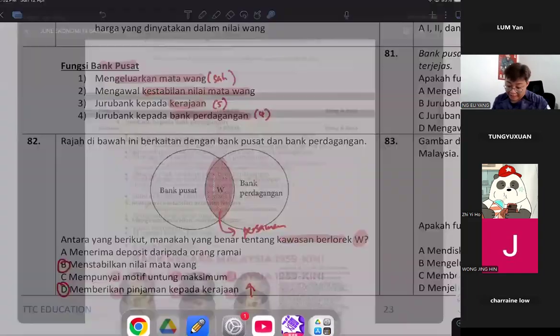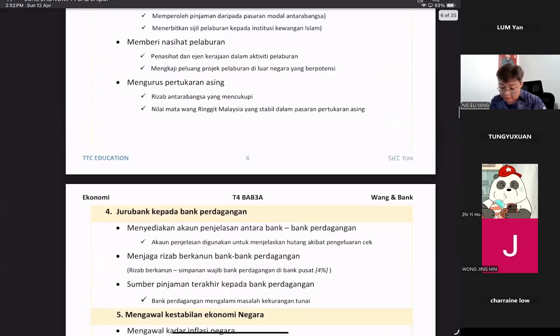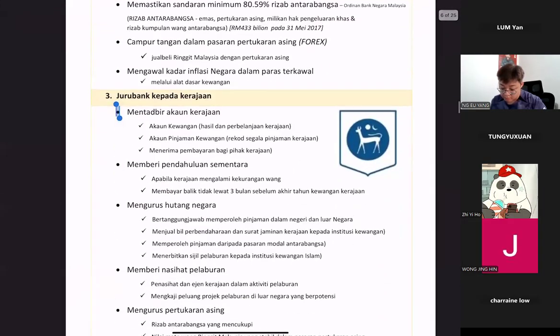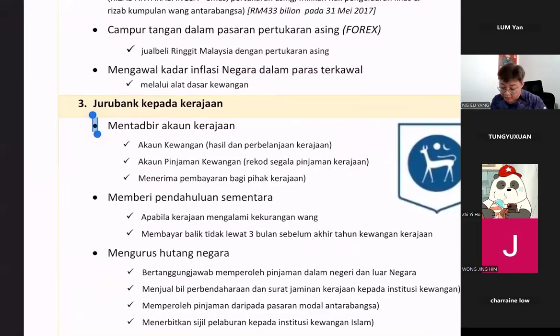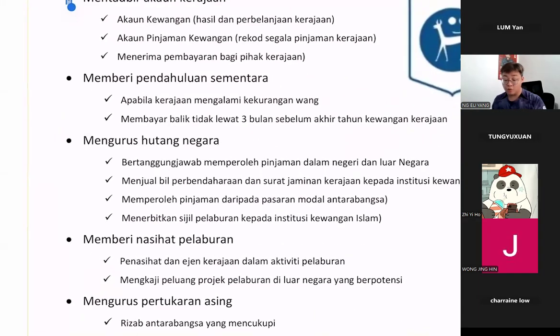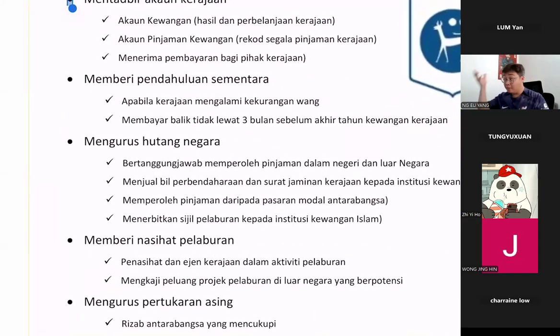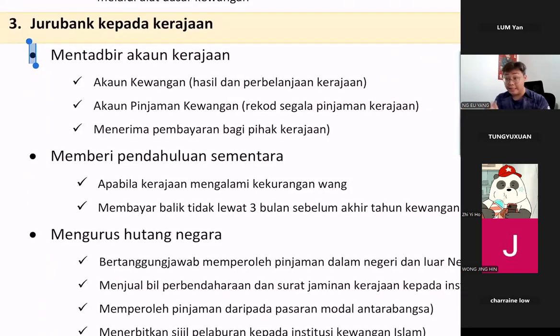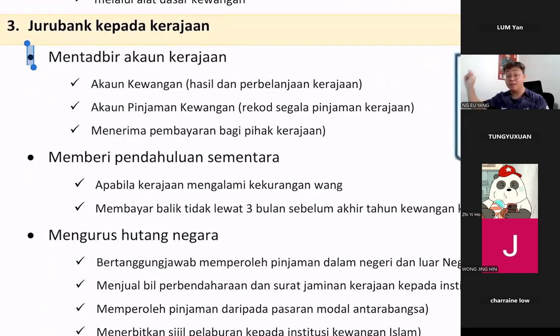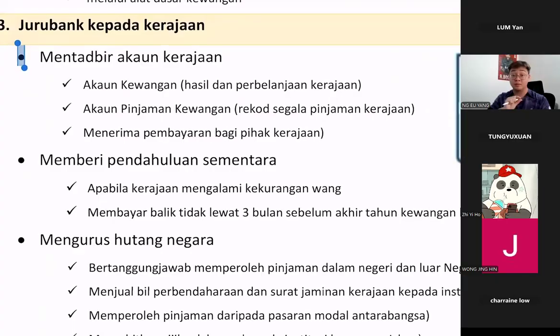So how do we know? Bank pusat. So Kerajaan is trying to get the loan from bank pusat. So bank juru bank kepada kerajaan, this is mengurus hutang negara. So which means the bank pusat tries to loan the money to kerajaan. So that's why kerajaan has to pay back the money to the bank pusat in not more than 3 months. So that's why, guys, memberi pendahuluan sementara is actually the first pinjaman from kerajaan asking from the bank pusat.